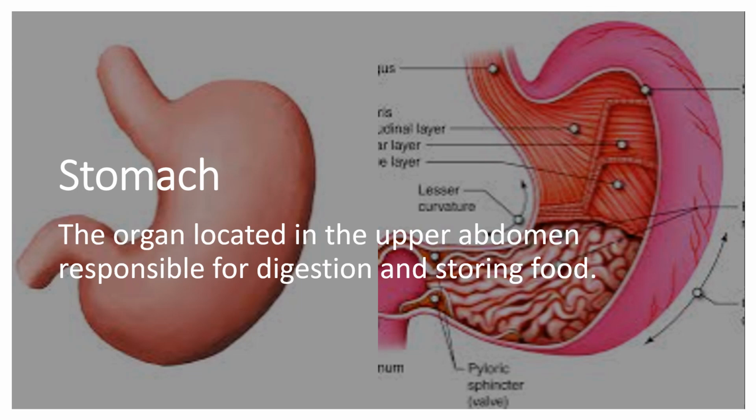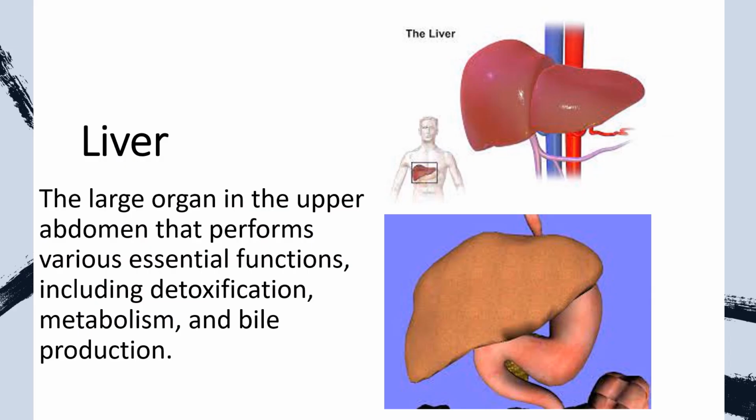Stomach, the organ located in the upper abdomen, responsible for digestion and storing food. Liver, the large organ in the upper abdomen that performs various essential functions including detoxification, metabolism, and bile production.